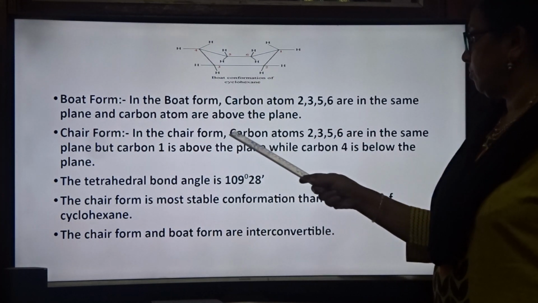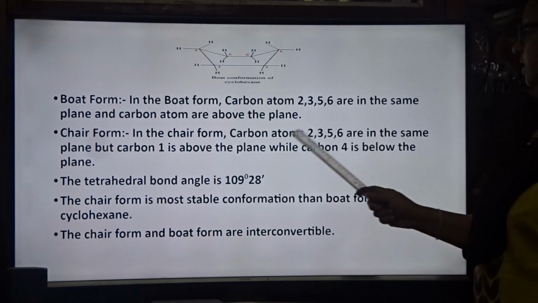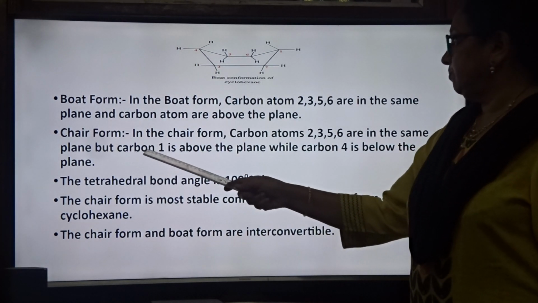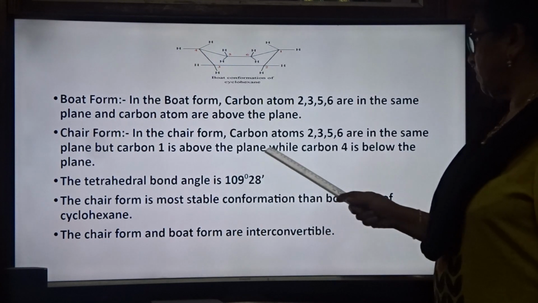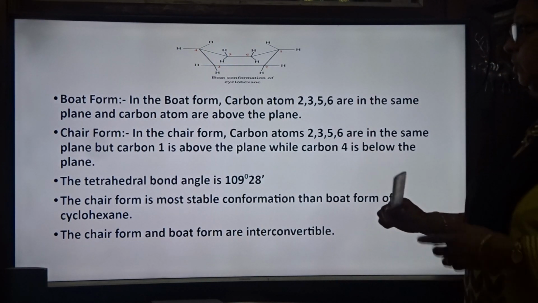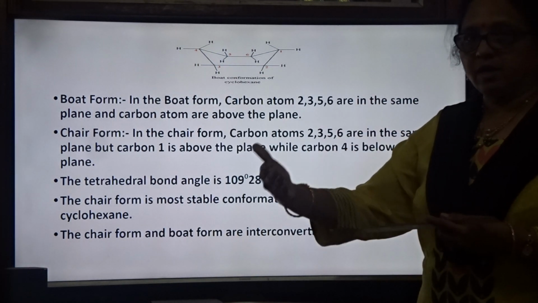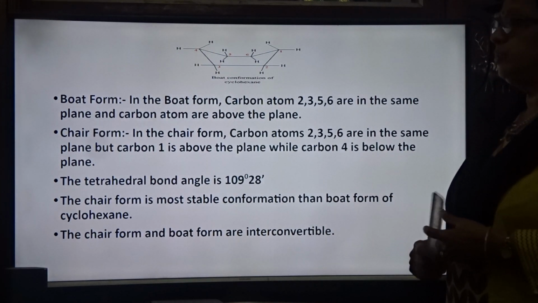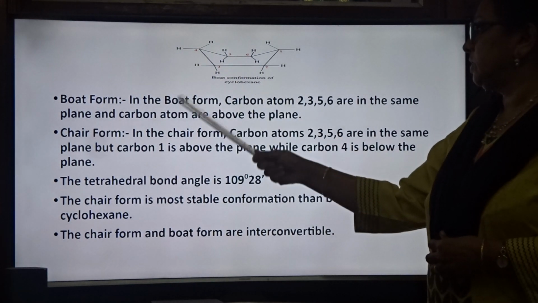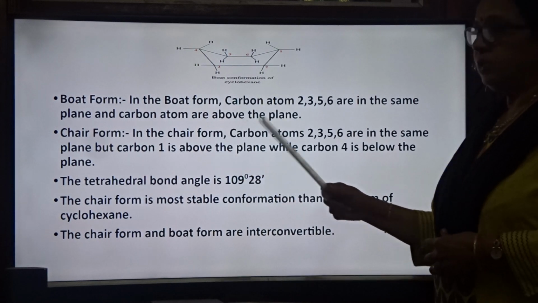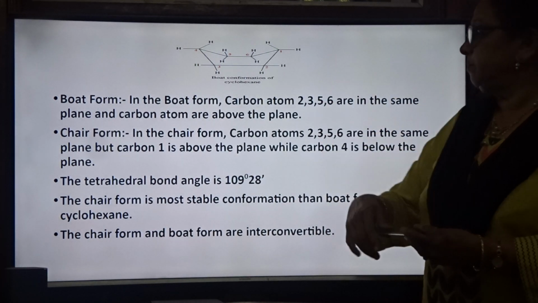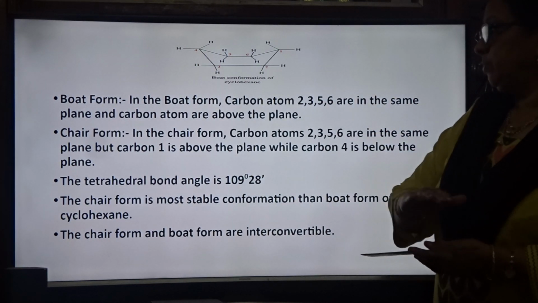Chair form. In the chair form, carbon atoms 2, 3, 5, 6 are in the same plane, but carbon 1 is above the plane while carbon 4 is below the plane. So carbon 1 is above the plane and carbon 4 is below the plane.